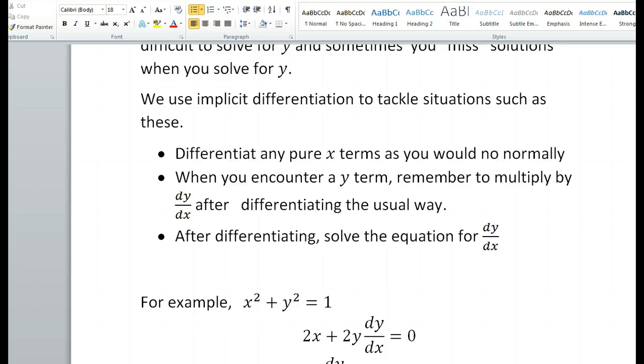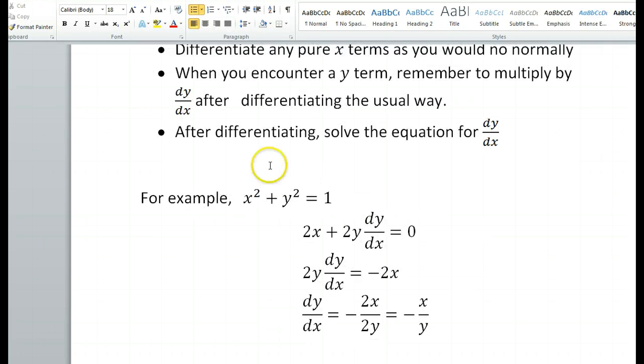Differentiate. Okay. So if you look at the first term, this is a pure x term, right? x squared is a pure x term. So when you differentiate that one, you get what? 2x. So x squared, there's no y in it, you just differentiate to get 2x, just like the usual way.